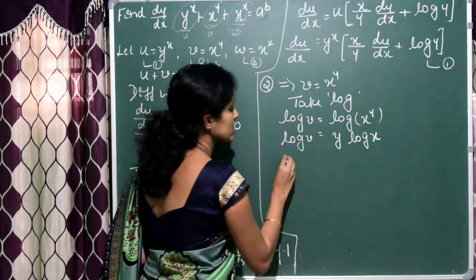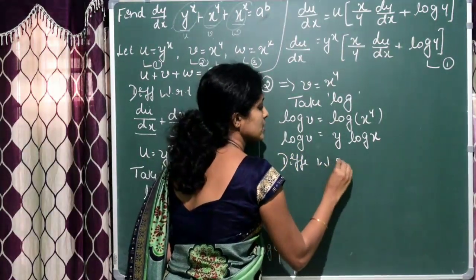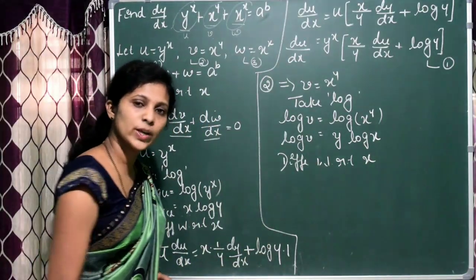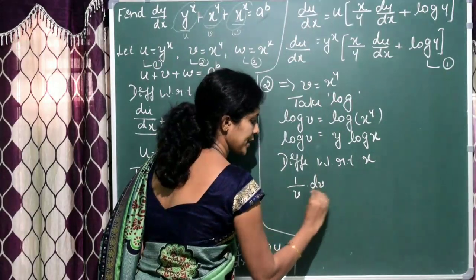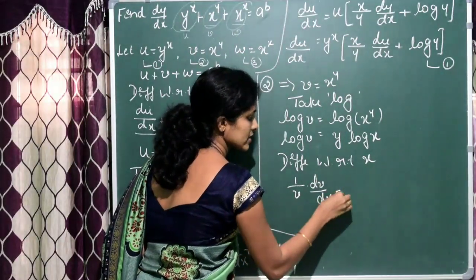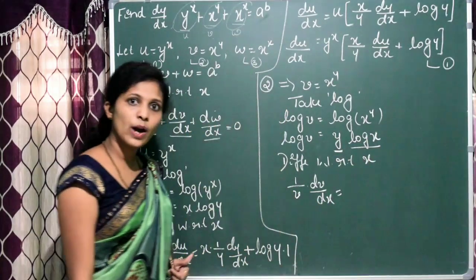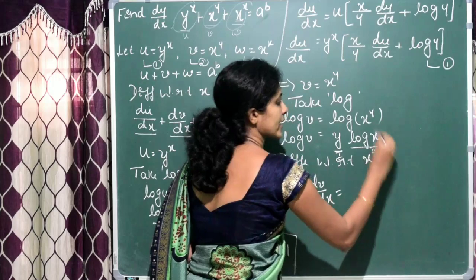Now we will differentiate this one with respect to x. So the derivative of log v with respect to x will be 1 by v into dv by dx, right? Two functions are there, one is y, another one is log x. So you have to apply the product rule. Consider this as the first function and this as the second function.